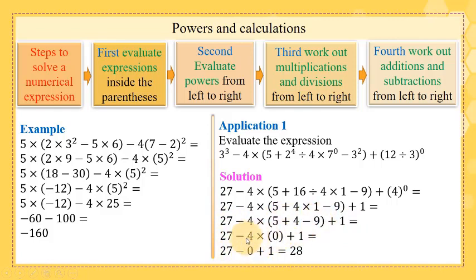And finally, we apply the multiplication. 4 times 0 is 0. And the addition and subtraction in the last step to get 28.